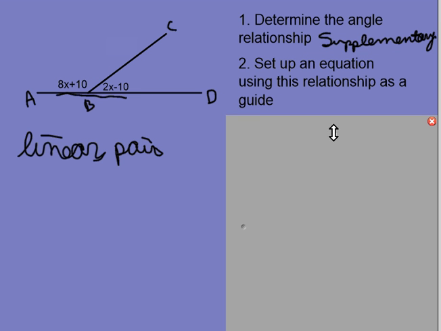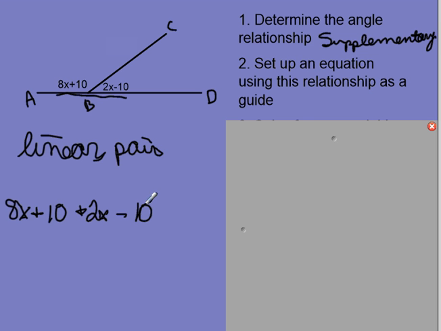Step 2 is to set up an equation using this relationship we just found as a guide. If I know that this angle plus this angle add up to be 180 degrees, I can use that to write an equation. I can say 8x plus 10 added to 2x minus 10 should equal 180 degrees.